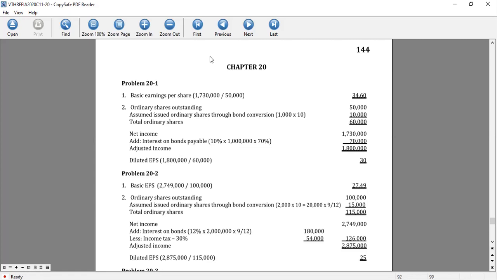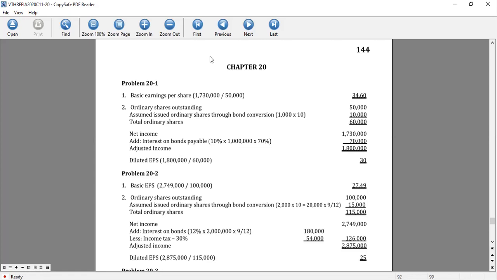So the basic earnings per share is 2,749,000 divided by 100,000 shares outstanding. So the basic earnings per share is 27.49. Now in number 2, we will compute for diluted earnings per share.